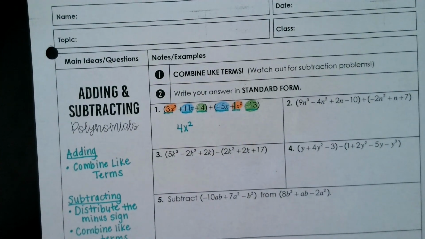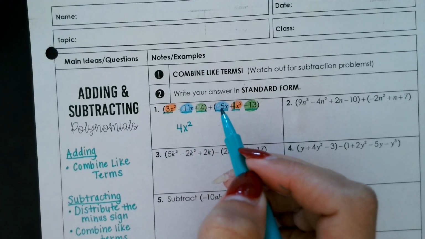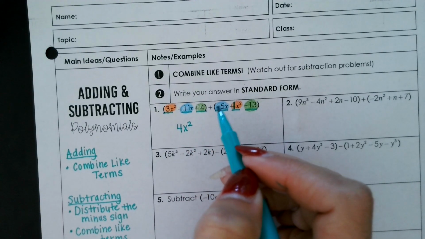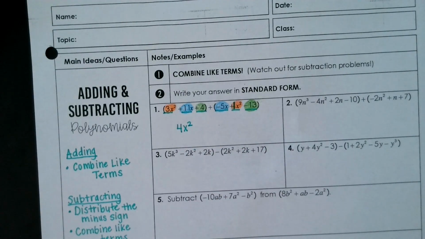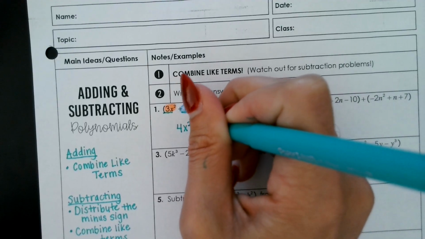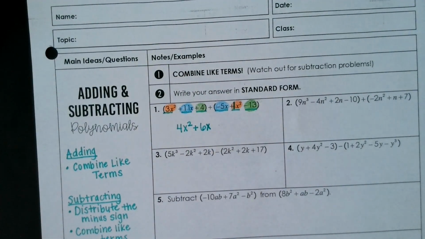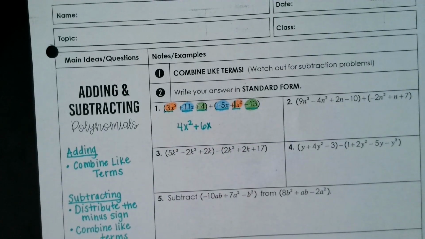If we combine the x's together, it is a positive 11 with a negative 5. So you have to be careful there. What's positive 11 and negative 5? Positive 6. So there are now positive 6 x's. And then the numbers, when you put together the positive 4 and the negative 13, that's going to give you negative 9.